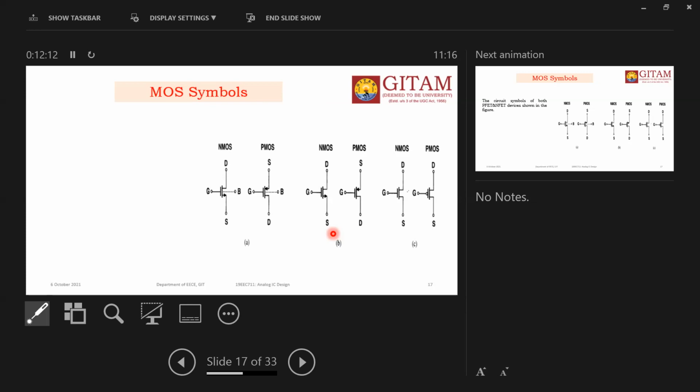The last pair is the digital symbols. There we use a bubble instead of the current direction to make the difference between the NMOS and the PMOS. So that is the difference.